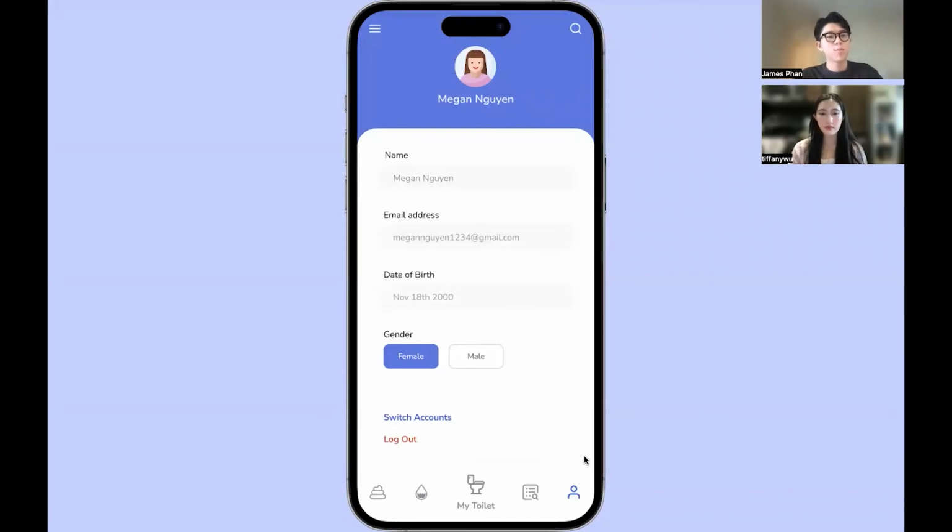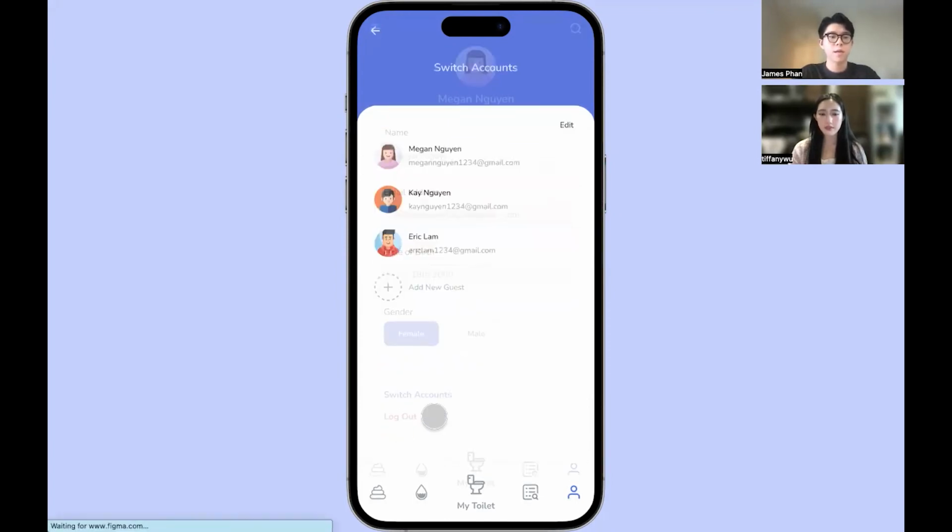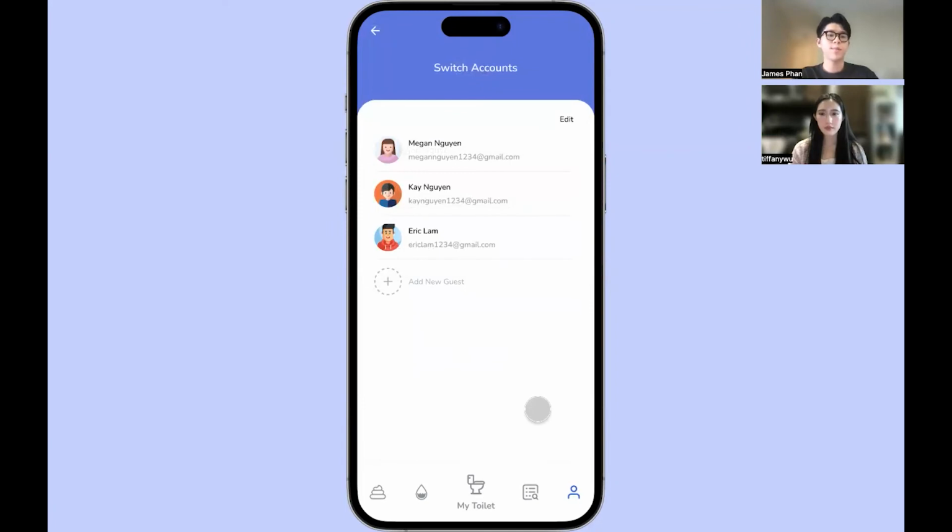Moving on to the user profile, users can have an account for every smartphone belonging to different users. They can activate the guest analysis function by adding another user to their account. In addition, we want to limit the personal data collected from users, and therefore we only require users to provide their emails and date of birth.